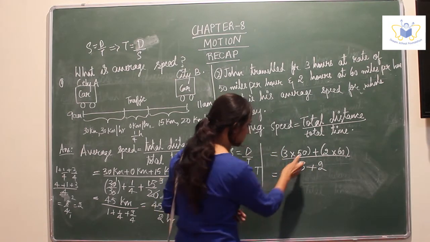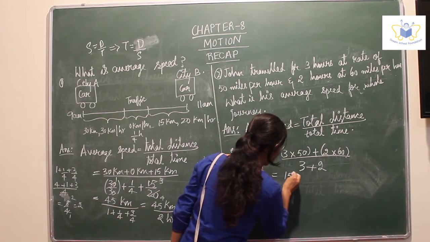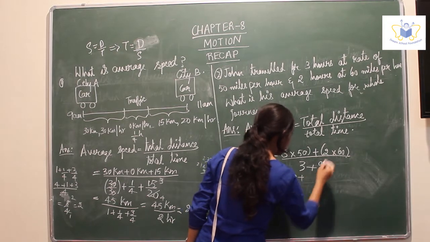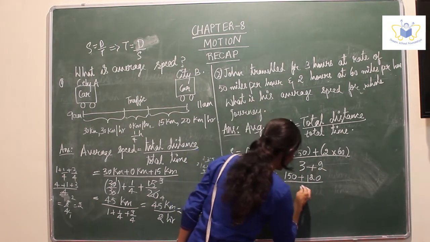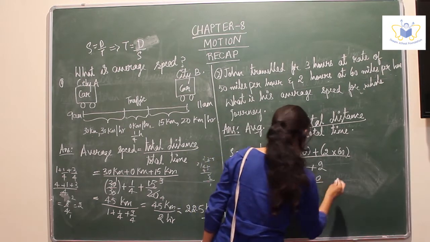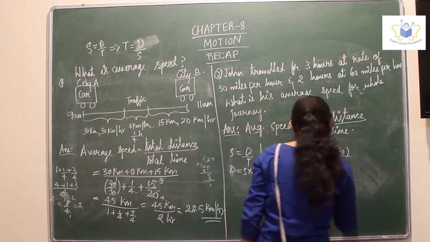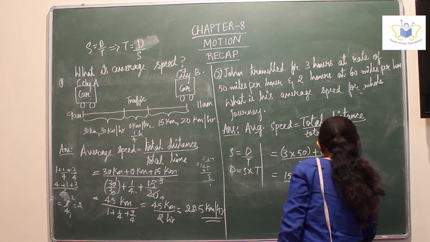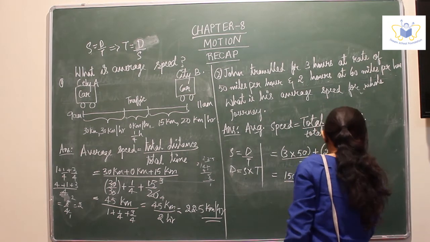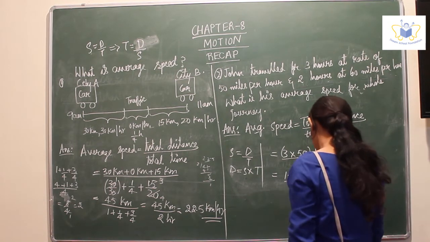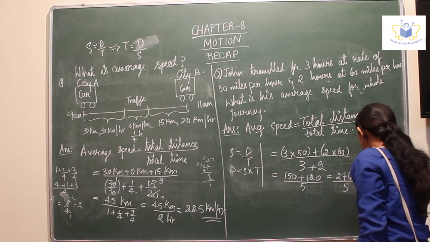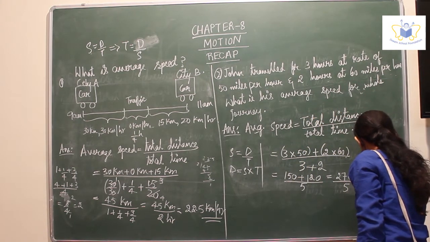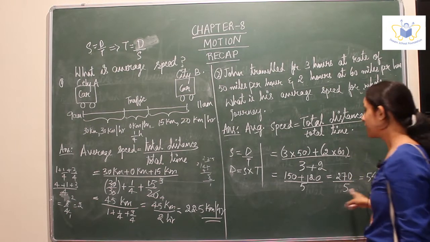So, 5 3s are 15, so 150, plus 6 2s are 12, so 120, divided by 3 plus 2, which is 5. So my answer becomes 270 by 5. If you solve it, 54. What is my unit?